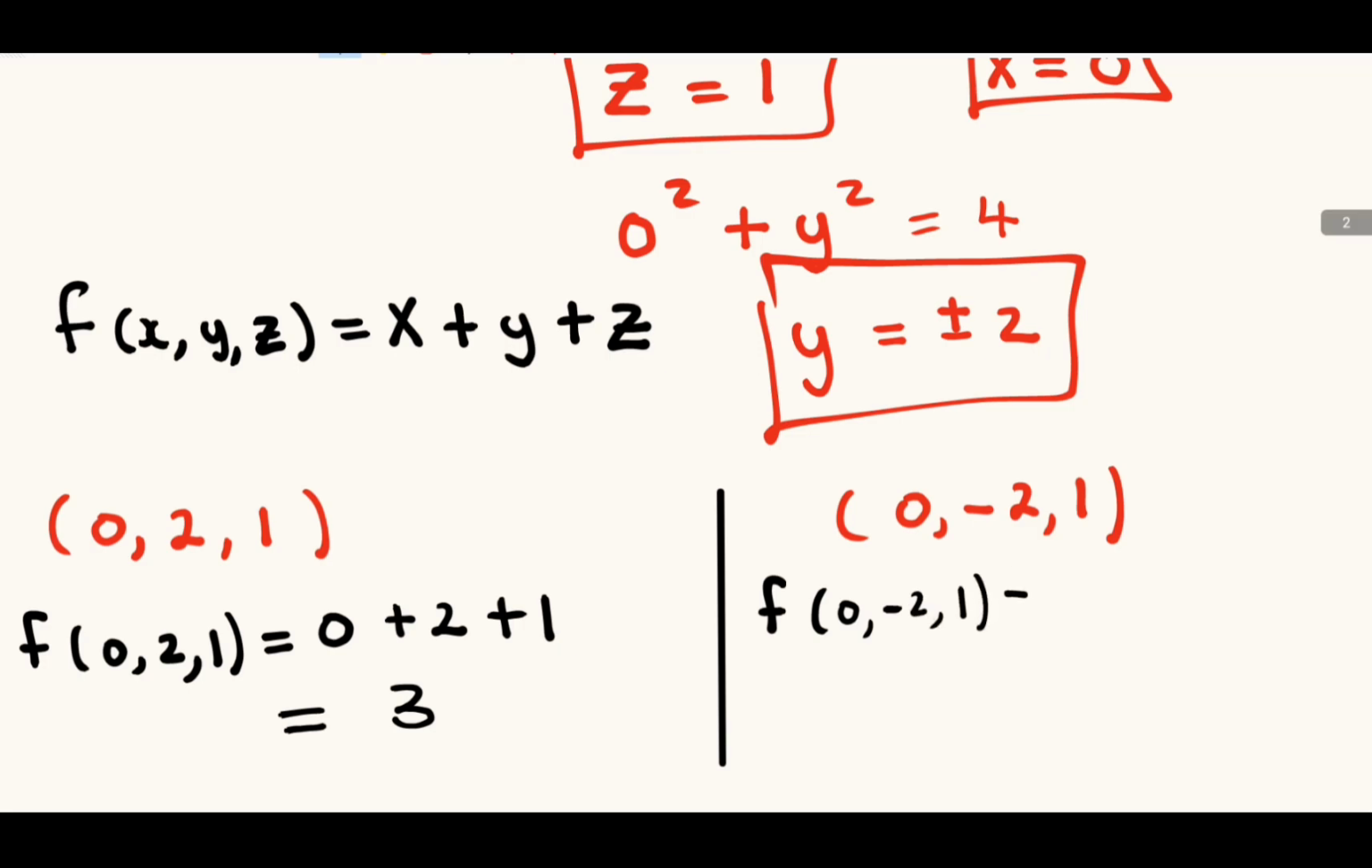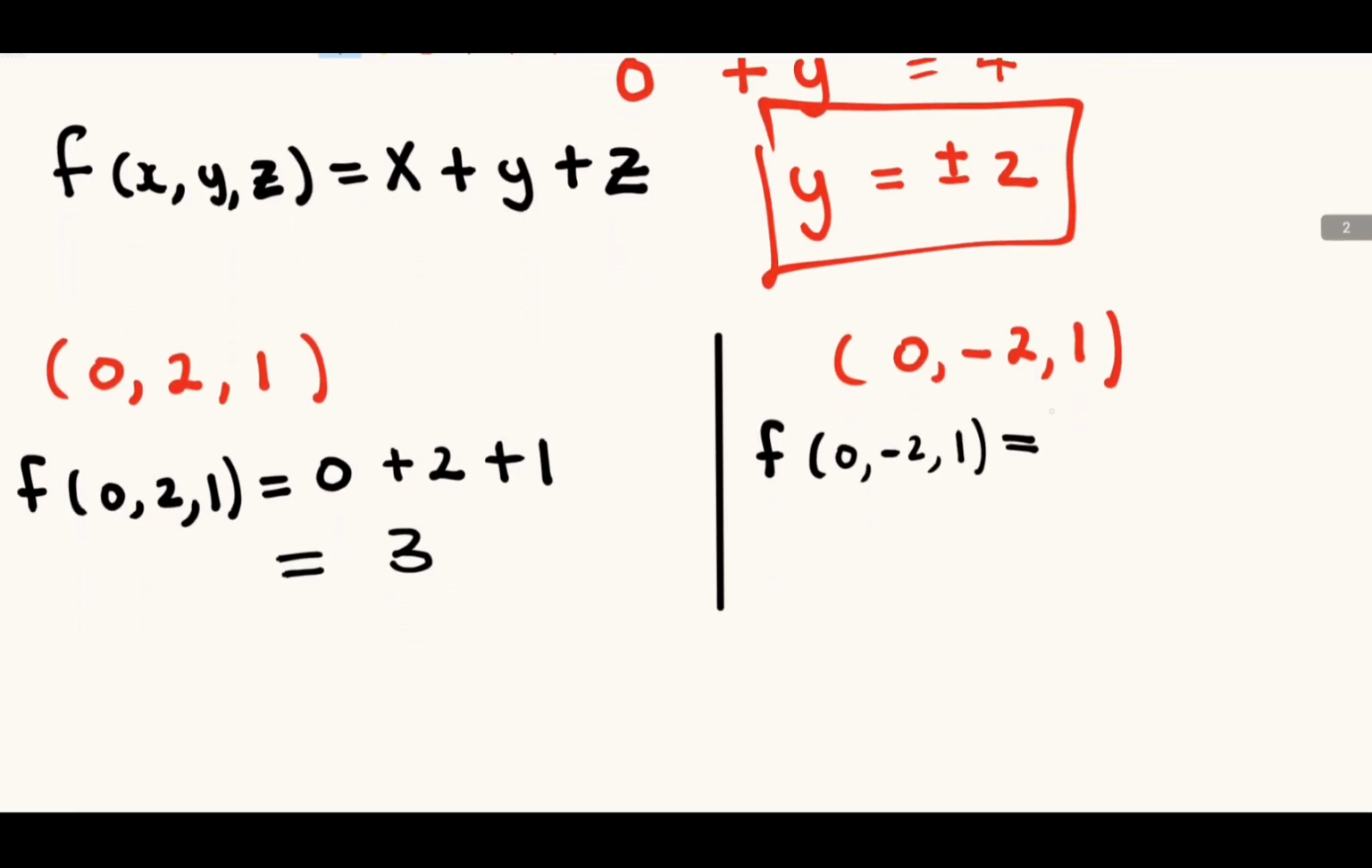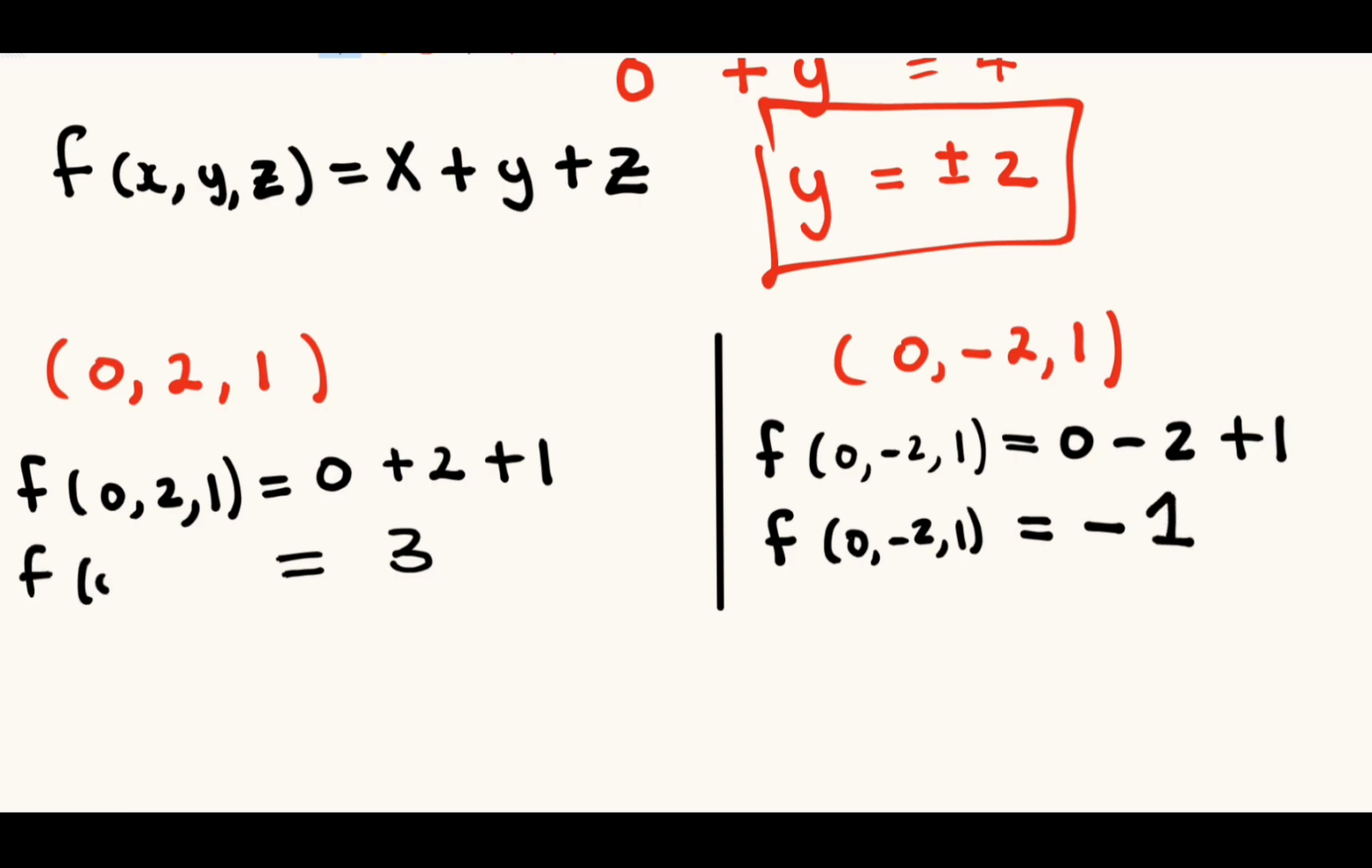And for the other part, the 0, the negative 2, and the 1, we substitute 0 for x, and the negative 2 for y, and the positive 1 for z. And this extreme value will be equal to negative 2 plus 1, which is equal to negative 1. Since 3 is greater than negative 1, the 3 will represent our maximum value, and the negative 1 will be our minimum.